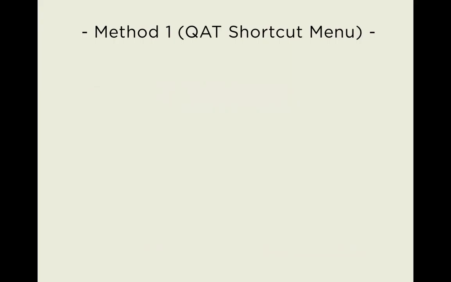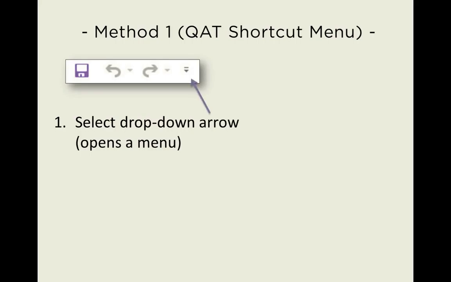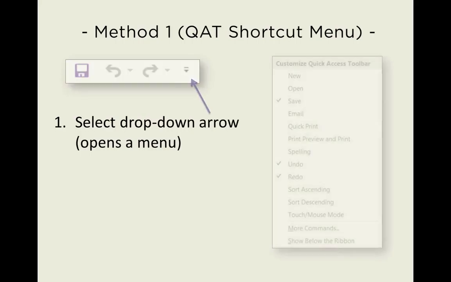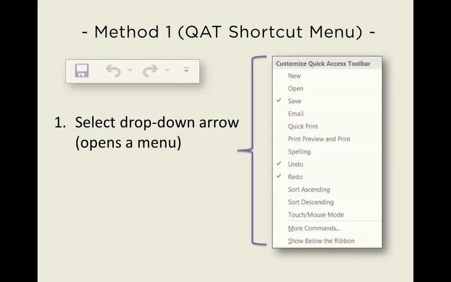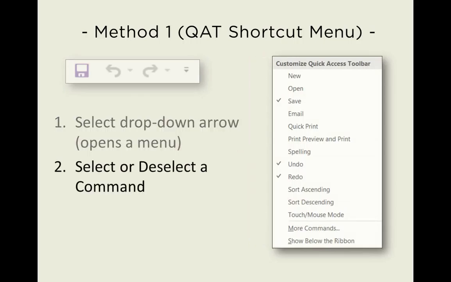Let's start with what I call Method 1. We will use the drop-down arrow on the Quick Access Toolbar. This opens the Customize menu. From here, it is a simple matter to add and remove buttons. Click on a command to add it or remove it from the Quick Access Toolbar.